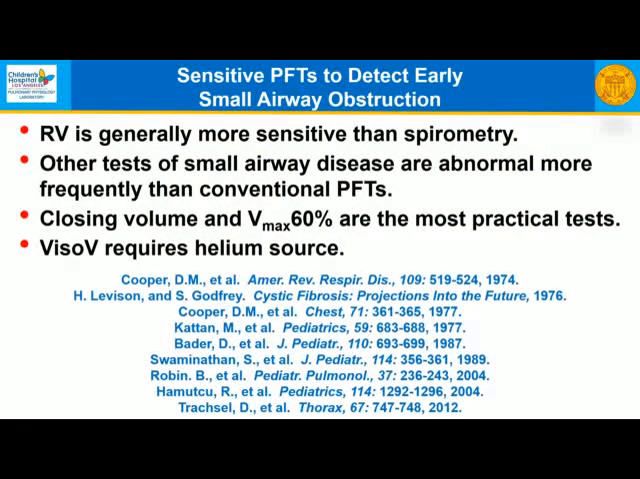So in terms of sensitive pulmonary function tests to detect early small airway obstruction, residual volume is generally more sensitive than spirometry. Other tests of small airway disease are abnormal more frequently than conventional PFTs when they are used. Now, they're oftentimes not measured, so we don't see those in most studies. Closing volume and Vmax 60 are the most practical tests. The volume of isoflow is a little bit hard because it requires a helium source, and you have to keep people on helium for probably a total around 15 minutes for the 10-minute washout and doing a series of maximum expiratory flow volume maneuvers.